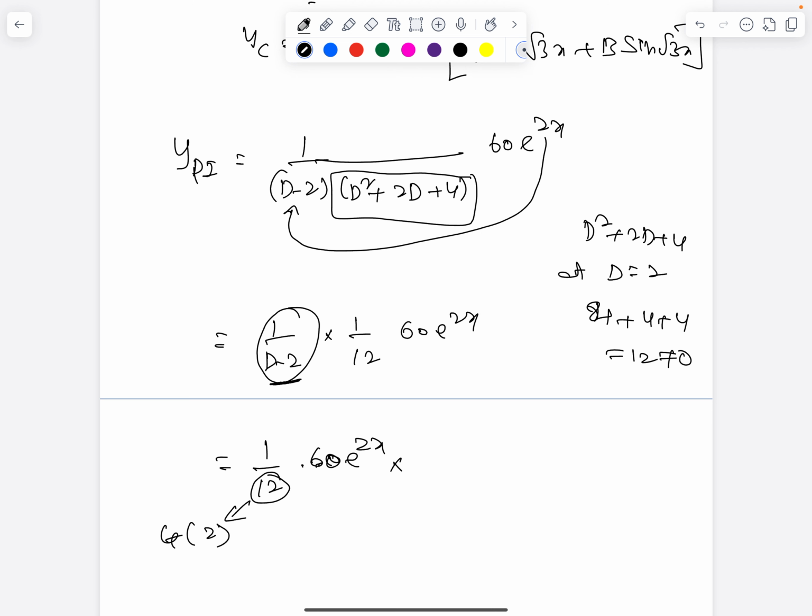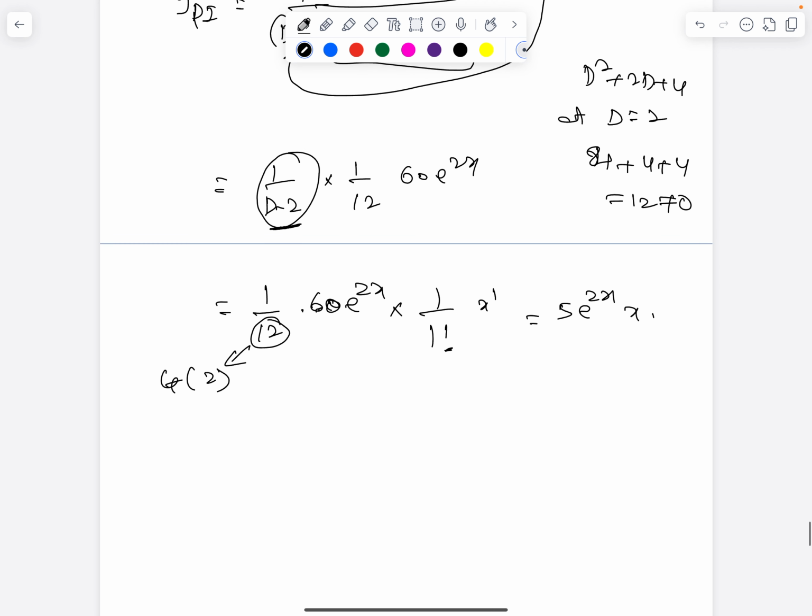It is appearing only once, therefore 1 by 1 factorial into x power 1 we have to write it, which is eventually e power 2x into x. So 5x e power 2x is the particular integral solution.